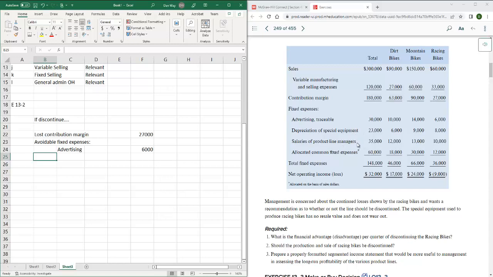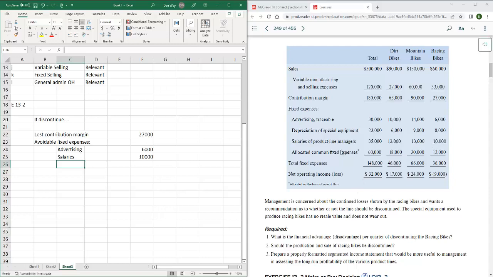Salaries of product line managers, yeah, that would certainly be avoidable. So I'll just say salaries here, and that's $10,000. If we don't sell racing bikes, then we're not going to have a racing bike product line manager, right? That person's going to be looking for another job.